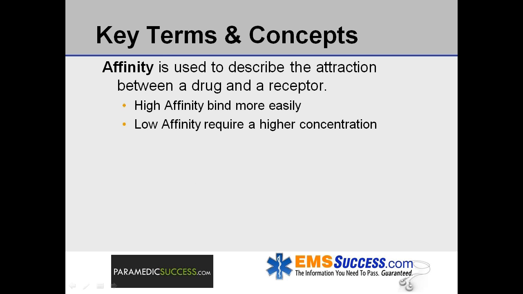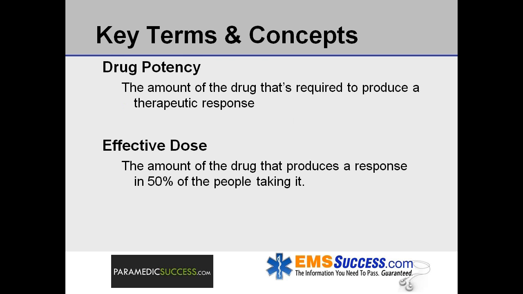Let's review some terms and key concepts. The term affinity is used to describe the attraction between a drug and a receptor. Drugs with a high affinity bind more easily to receptors. Drugs with a low affinity require a higher concentration of the drug to get a response. The drug potency is the amount of the drug that's required to produce a therapeutic response.